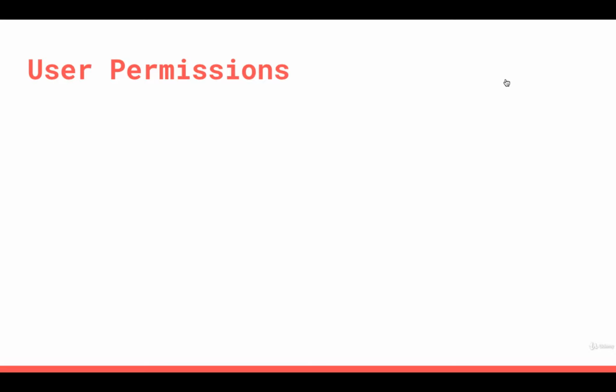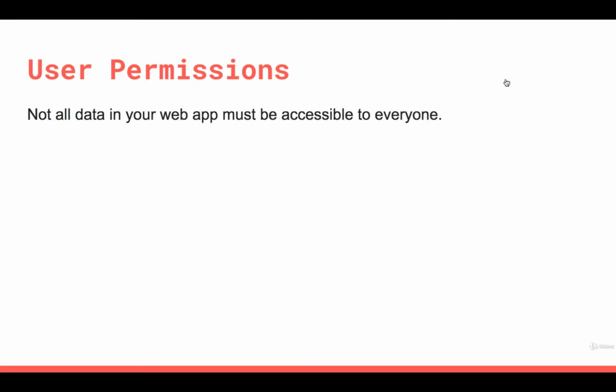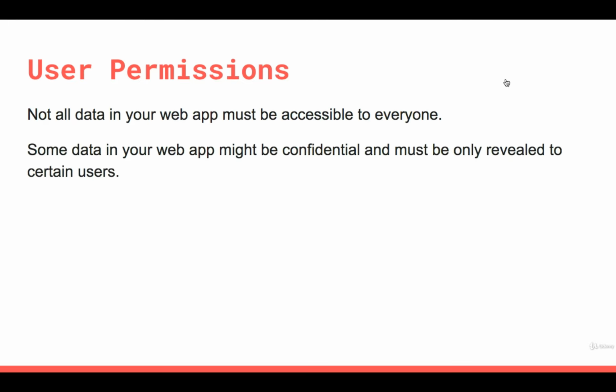Then we will go through user permissions as well. So what exactly are user permissions? Whatever data you have in your web app should not be accessible to everyone. So let's say you have created a banking application for people, all the content inside that application should obviously not be visible to everyone. That is, if you are a bank employee, you should only be able to view people's account balances, and you should not be able to see any other confidential information. Some data in your web app, as I mentioned earlier, might be confidential, and that data must only be revealed to a certain specific set of users.